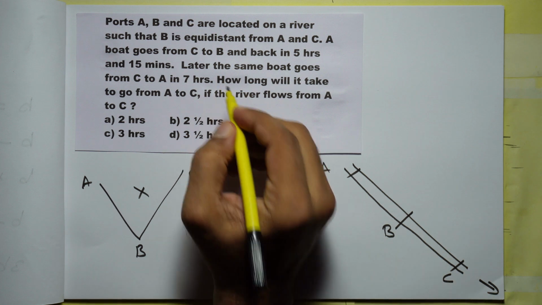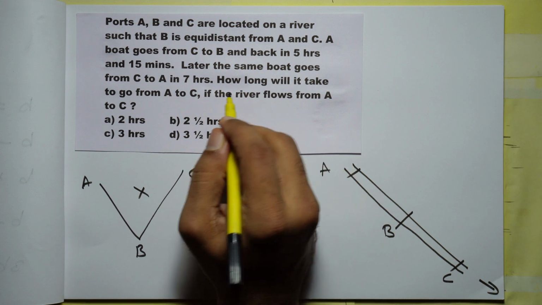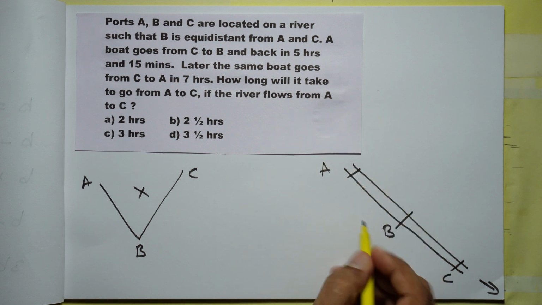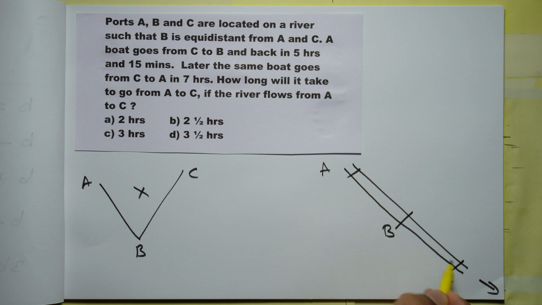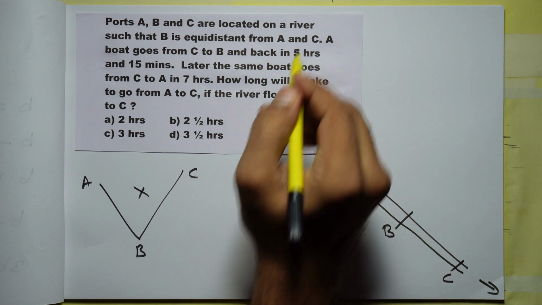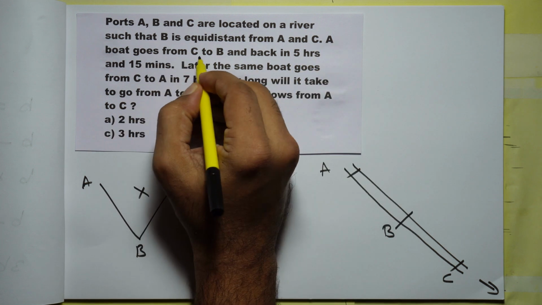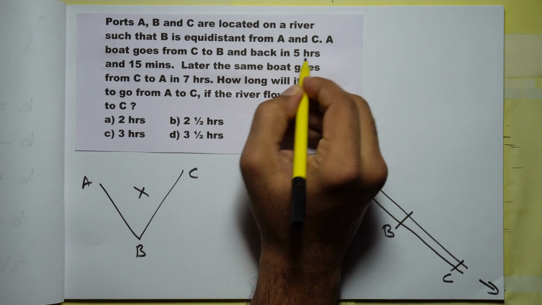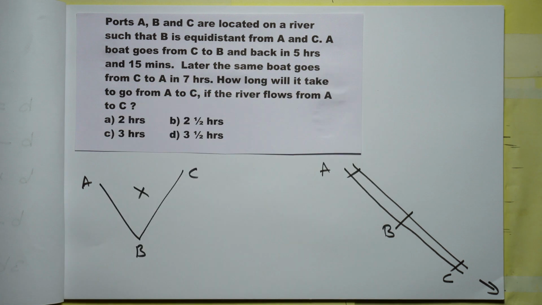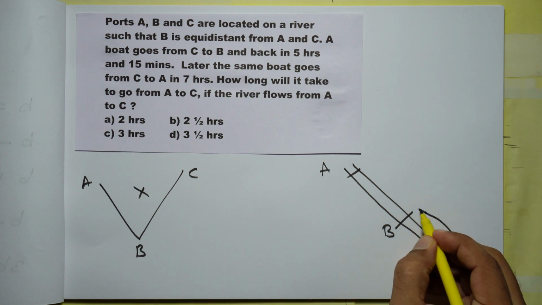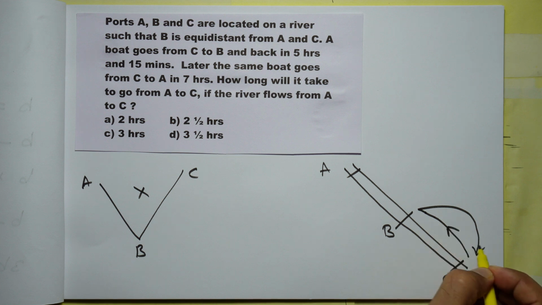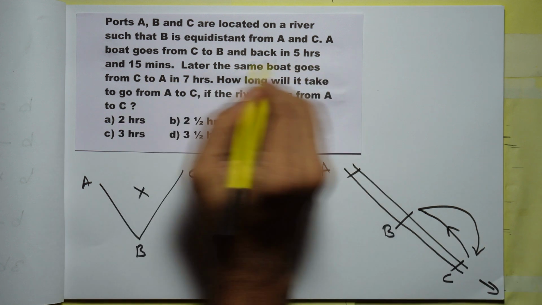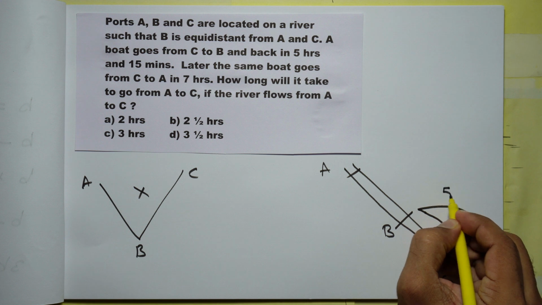Now this question, it can be worked out using the formulas, but better still, it can be worked out by marking the time taken on the river directly, and we'll get the answer. A boat goes from C to B and back in 5 hours 15 minutes. So it goes from C to B upstream and back. So initially it goes up and back, and the total time is 5 hours 15 minutes.